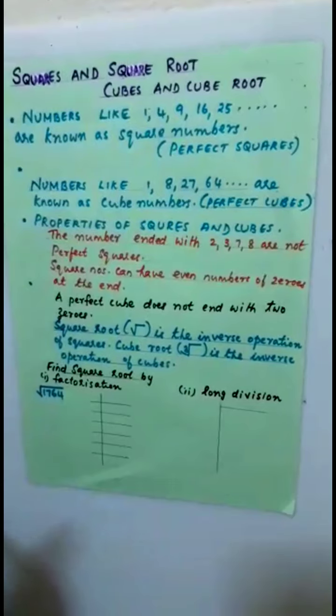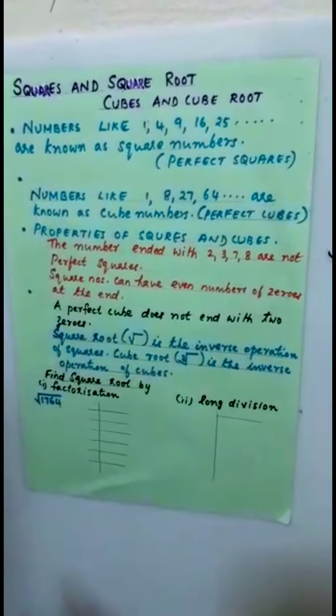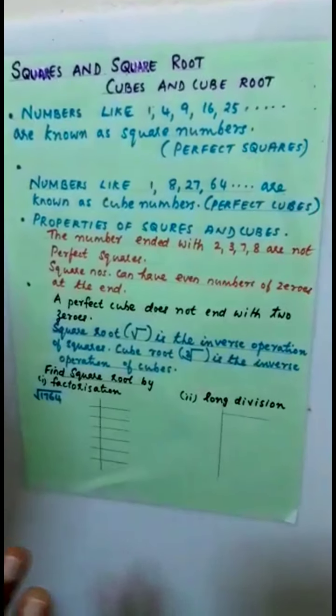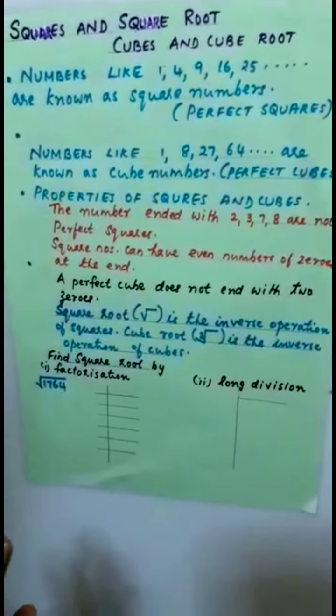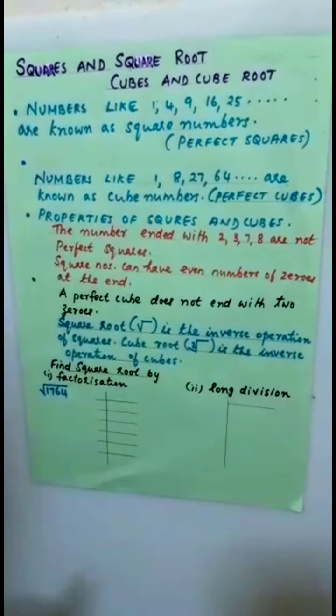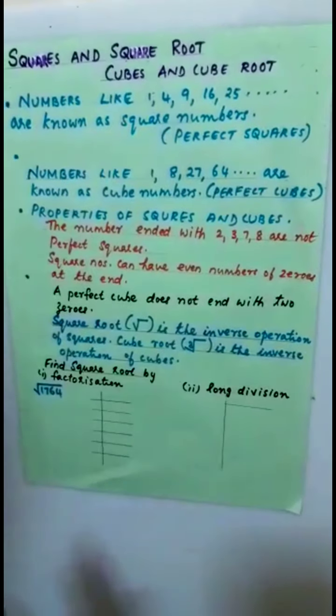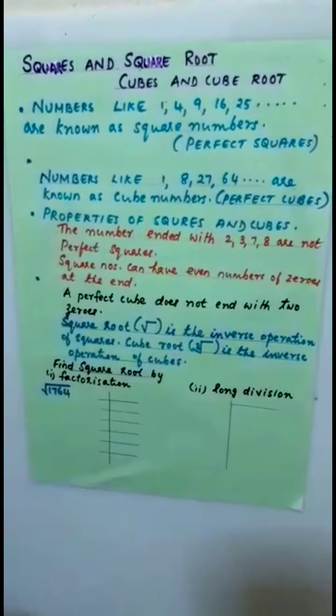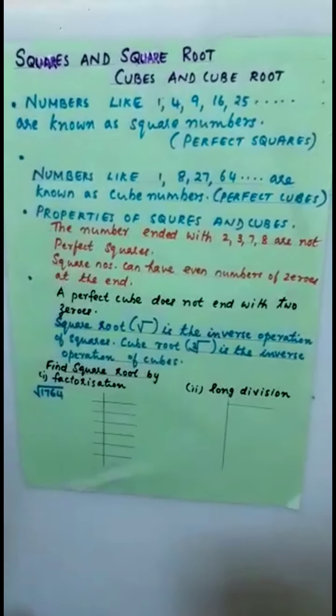Perfect squares never end with 2, 3, 7, 8. The last digit should not be 2, 3, 7 or 8. And the number of zeros at the end will be an even number. These are the properties of square numbers.